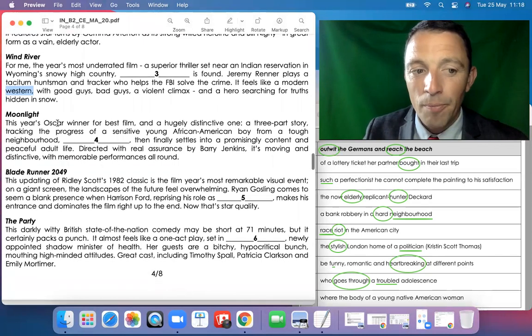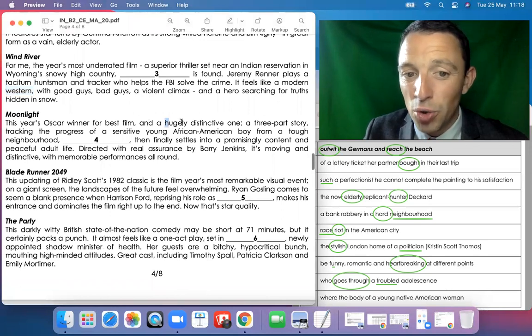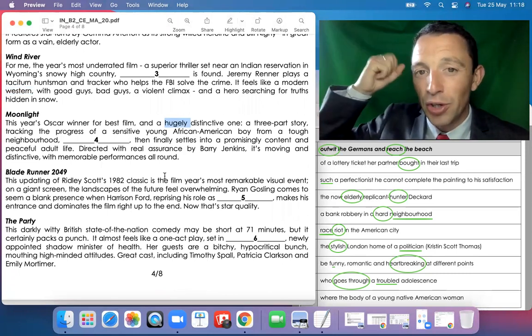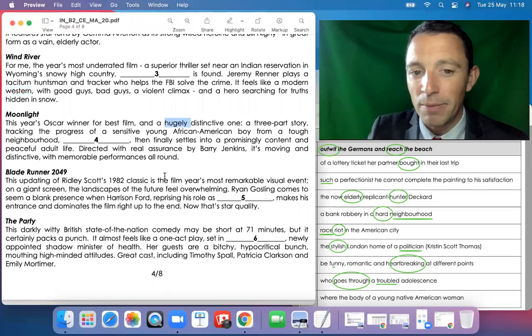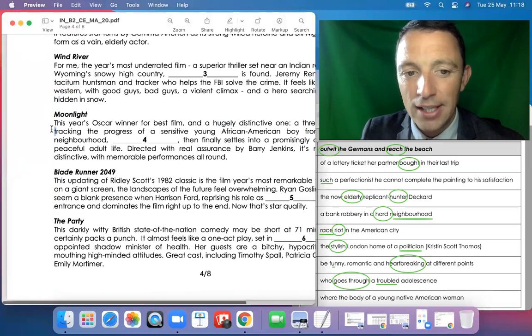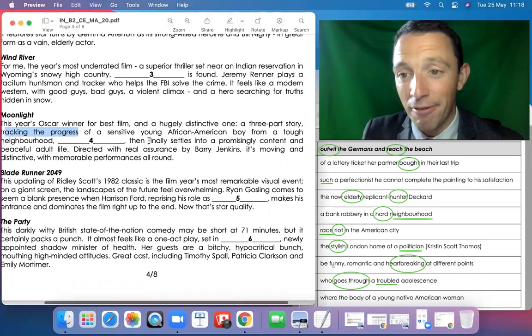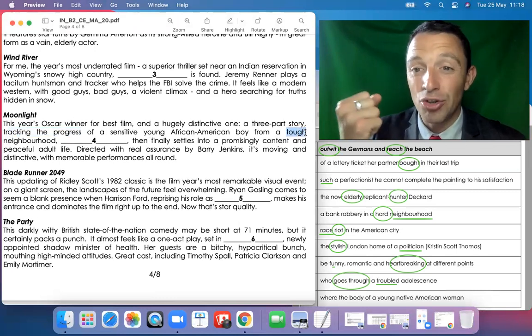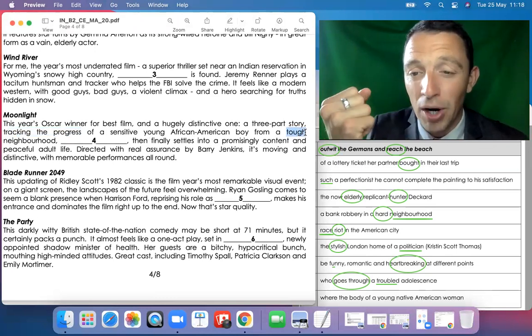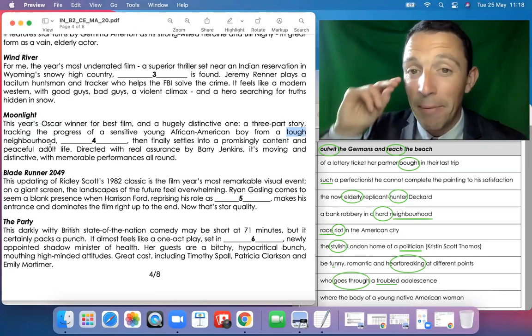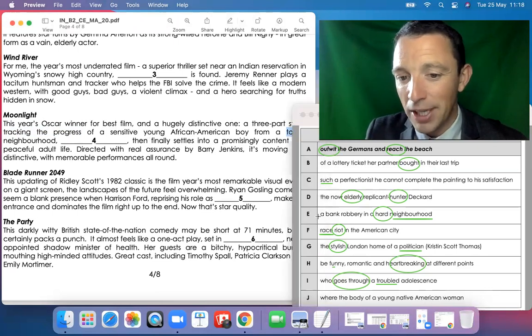The next paragraph: this year's Oscar winner for best film, and a hugely, which means massively, distinctive one. So huge is massive, a huge problem, a huge monument, a massive problem, a massive monument. A 3-part story tracking the progress of a sensitive young American boy, okay, from a tough neighborhood. So remember, tough is very hard, very strong, a tough day, a very difficult day, a tough person, a very strong person. And also here we have neighborhood. So immediately I connect with option E.